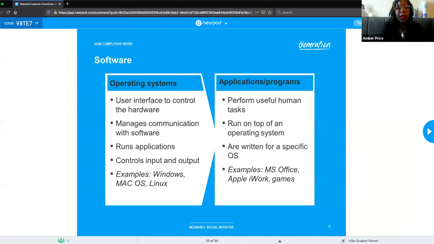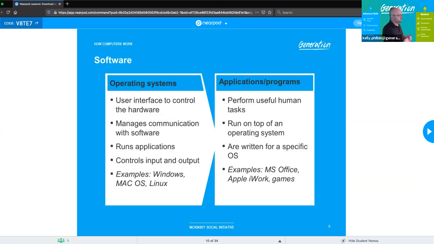Operating systems. User interface to control the hardware, manages communication with software, runs applications, controls input and output. Examples are Windows, Mac OS, and Linux. Applications and programs perform useful human tasks, run on top of an operating system, are written for a specific OS. Examples: Microsoft Office, Apple iWork, and games.